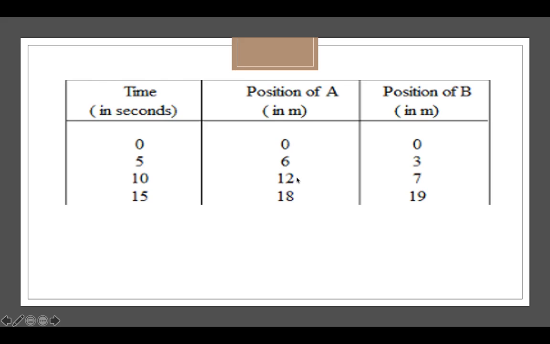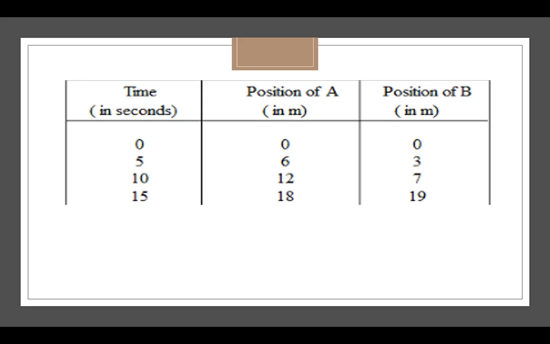So when an object covers equal distances in equal intervals of time, we say that the object is in uniform motion. Now let's observe time with position of B. You can carefully observe that the object B is covering unequal distances in equal intervals of time. So this kind of condition is called non-uniform motion. This kind of motion is called non-uniform motion when an object covers unequal distances in equal intervals of time, or vice versa. That object could cover equal distances in unequal intervals of time.